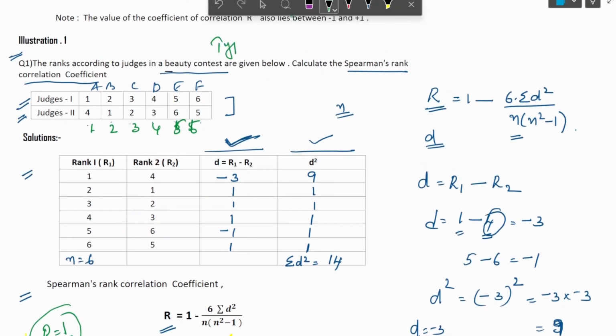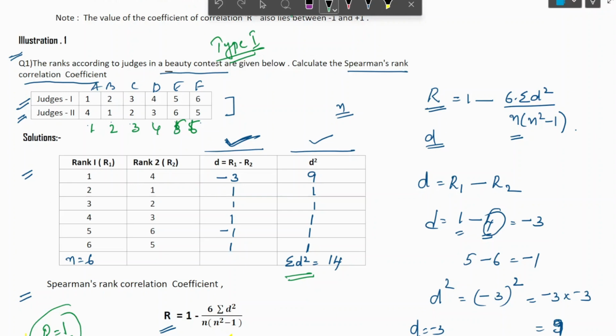Therefore, we can just consider that this is a type 1 question. Whenever the rank is given directly, you are going to construct the 4-column table. In that table, the last 2 columns are D and D square, where D equals R1 minus R2. Then D square, we are finding the square of D. Then calculate sigma D square and substitute in the formula, which gives the correlation coefficient, capital R, that is the Spearman rank correlation coefficient. Therefore, this is a type 1 question.